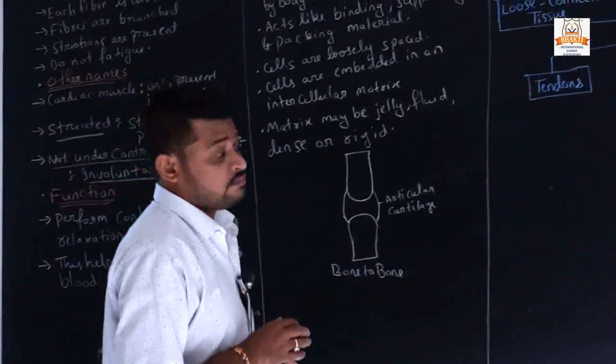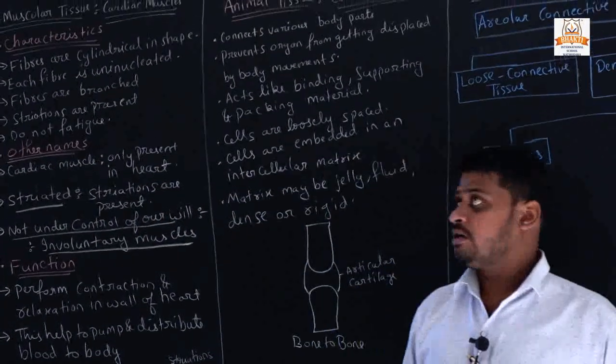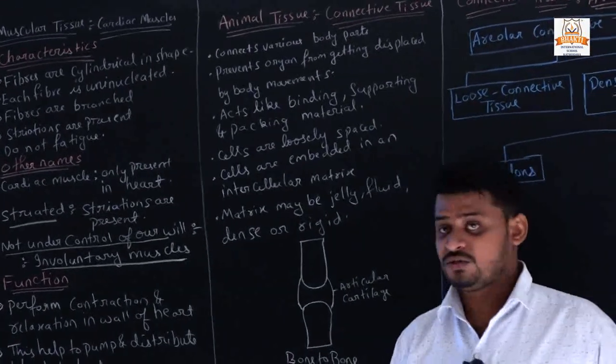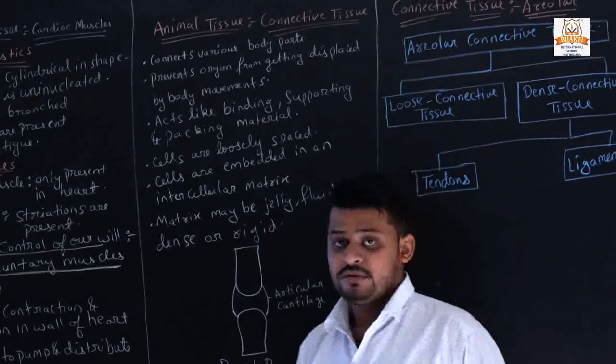Now we are going to study our new type of animal tissue, the third type of animal tissue, that is connective tissue.